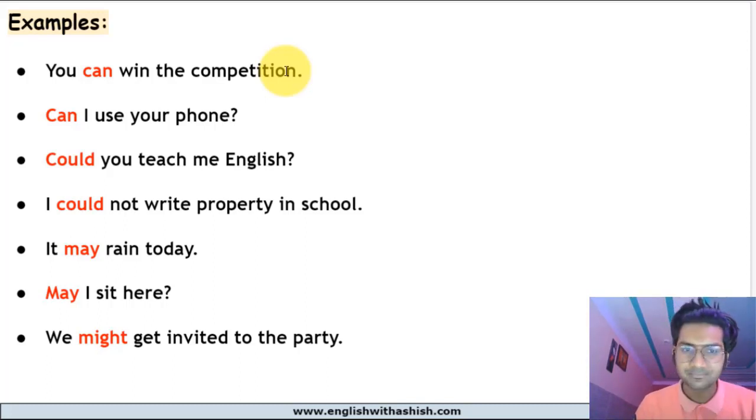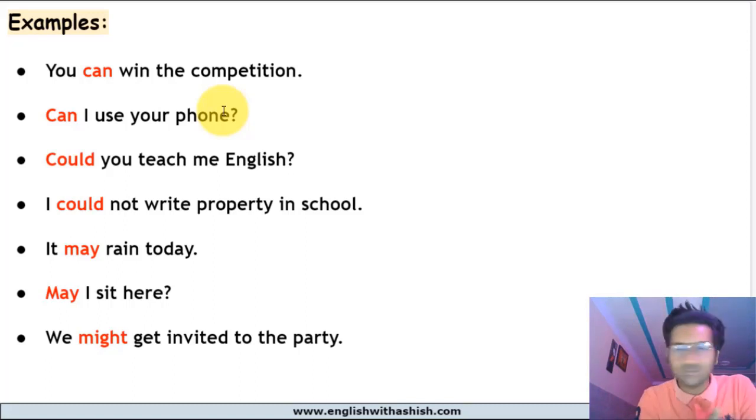You can do this. You can also use it to make a request, but that's not very formal or polite. Can I use your phone? That's a request, but it's not very polite, right? You use can to make a request when it's your friend or your family member. It's somebody that's very close to you. Hey, can you pass that to me? You'll say something like that to your friend, to your family member, to somebody that's very close to you, but not to somebody who you're not very familiar with, not very close to.